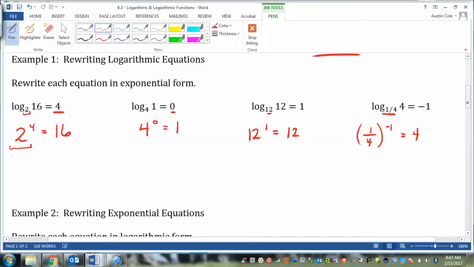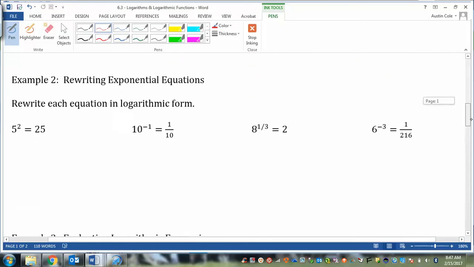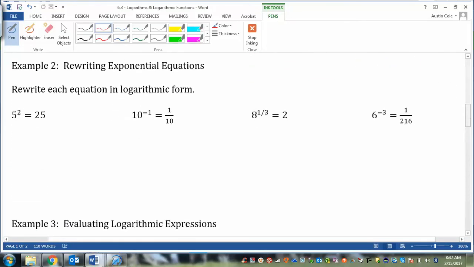Okay, example 2, we're going to go the other way around. We're going to go from exponential to log. All right, so I'm going to write log, and this is my base, so that's going to be my base there. So log base 5. The answer is my exponent, so that needs to be equals 2, and then that big number is there. So log base 5 of 25 is 2.